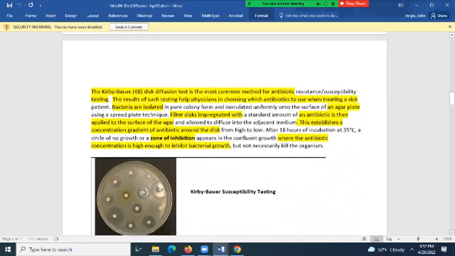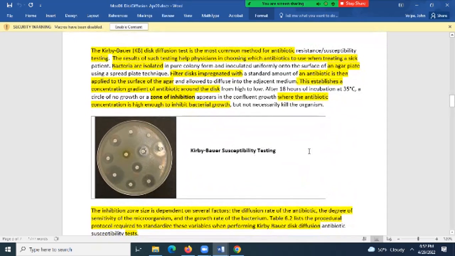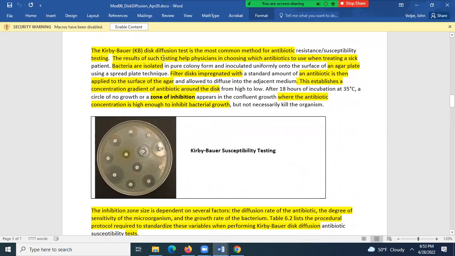All right. The Kirby-Bauer disc diffusion test, sometimes called the KB diffusion test, is the most common method used for testing antibiotics. The results of such testing help physicians in choosing which antibiotic to use when treating a sick patient. The bacteria is isolated and then put on a Petri dish. So you apply the bacteria everywhere so that we get the bacteria growing everywhere. And that we call a lawn of bacteria.